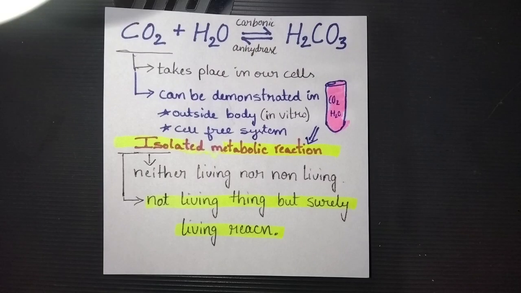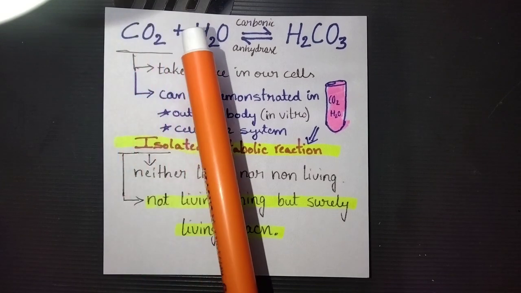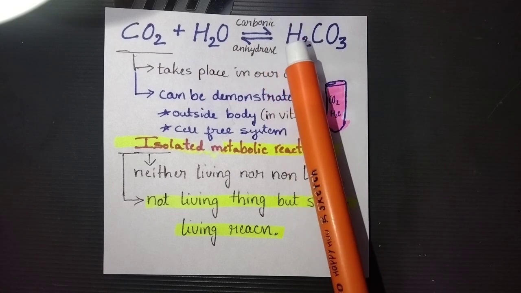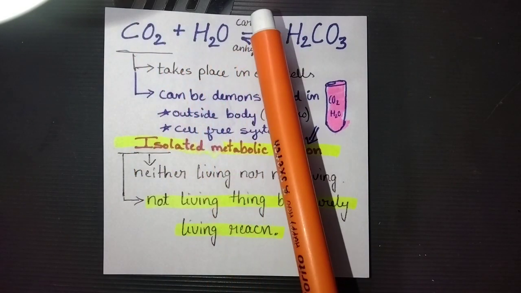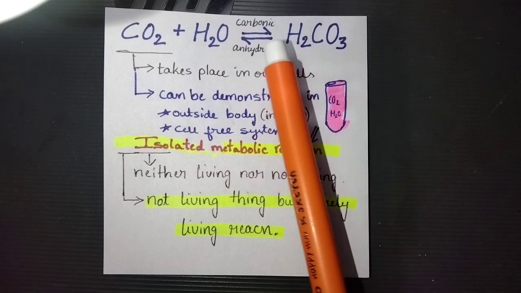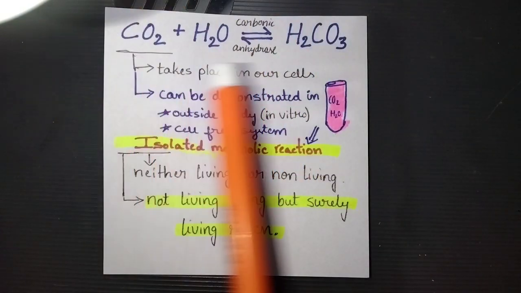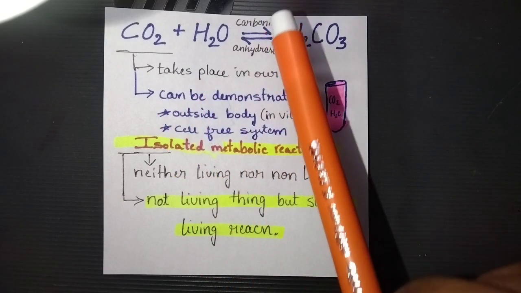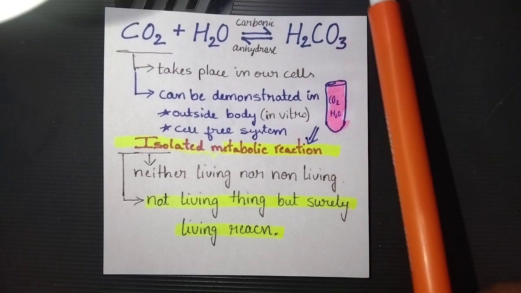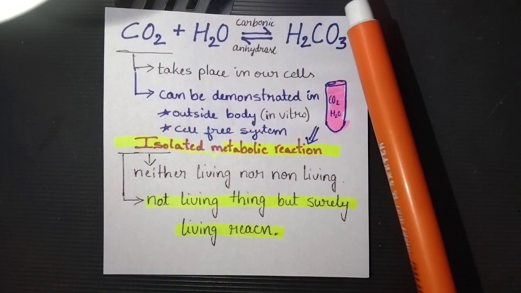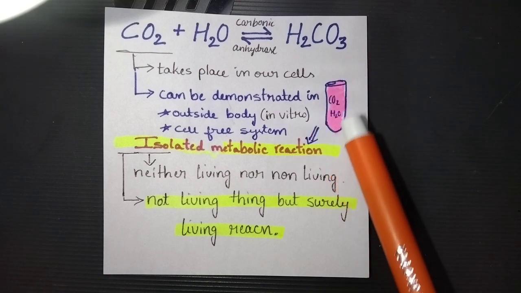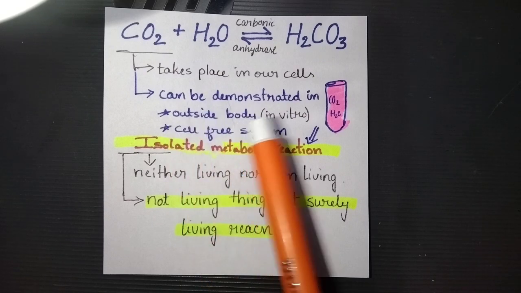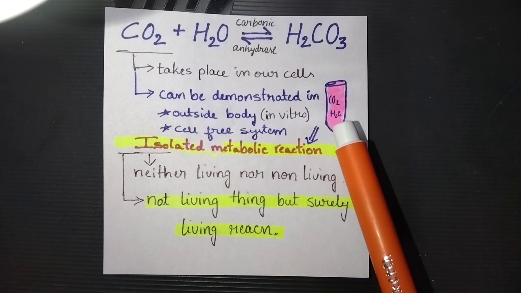Now I will give one example for this. Carbon dioxide and water in presence of carbonic anhydrase produce carbonic acid. CO2 plus H2O in presence of carbonic anhydrase gives H2CO3. This chemical reaction is taking place in our cells. In our cells we have this enzyme carbonic anhydrase. But we can demonstrate the same chemical reaction in a test tube. In a test tube means outside the body. That is considered an in vitro chemical reaction.